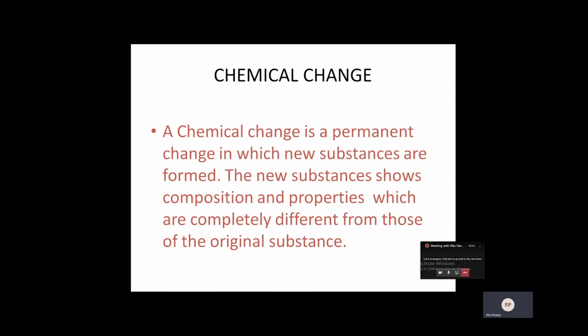Now we'll study about the chemical change. A chemical change is a permanent change in which a new substance is formed. A new substance shows composition and properties which are completely different from those of the original substance. Here in the chemical change, the change is permanent and irreversible. One or more new substances are formed, and there is an exchange of energy during the chemical change. This means heat or light or both might be given out or consumed. So, with the help of examples, we'll study the chemical change.